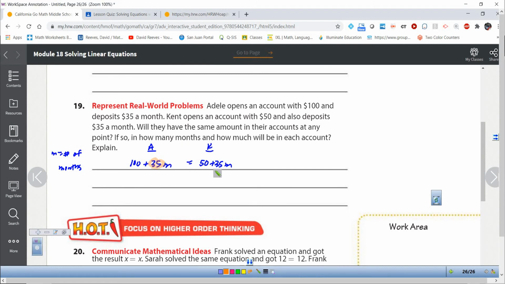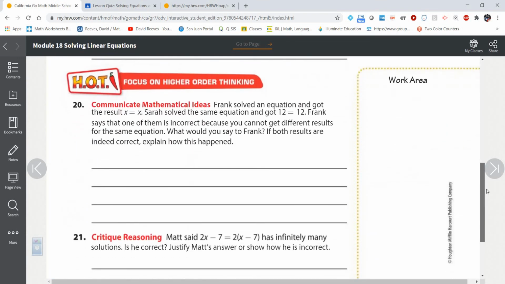Since they are adding the same amount each month, they would have the same amount only when 100 equals 50. Think about it. Adele started with 100, Kent started with 50. Will he ever catch up? No, he'll never catch up. He's always going to be $50 behind. So will they ever have the same amount? No. They will never have the same amount of money. A couple more, and then we're going to be done.